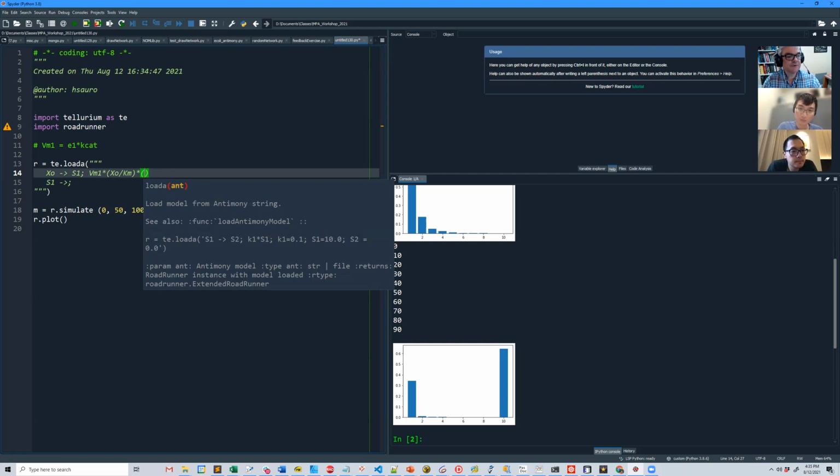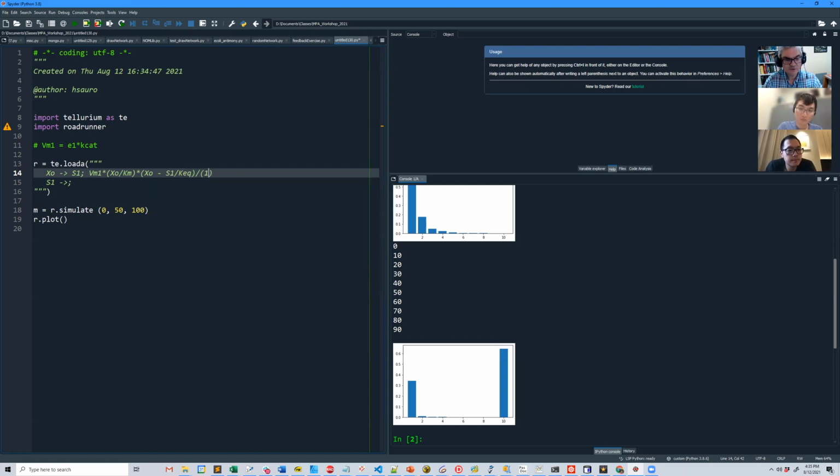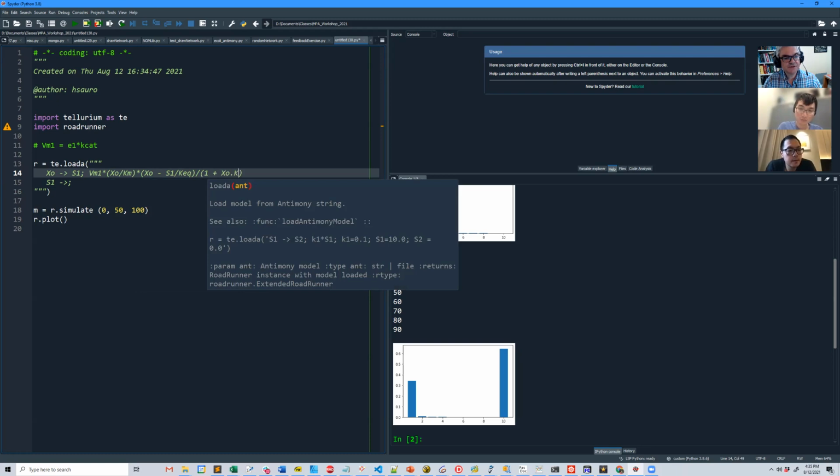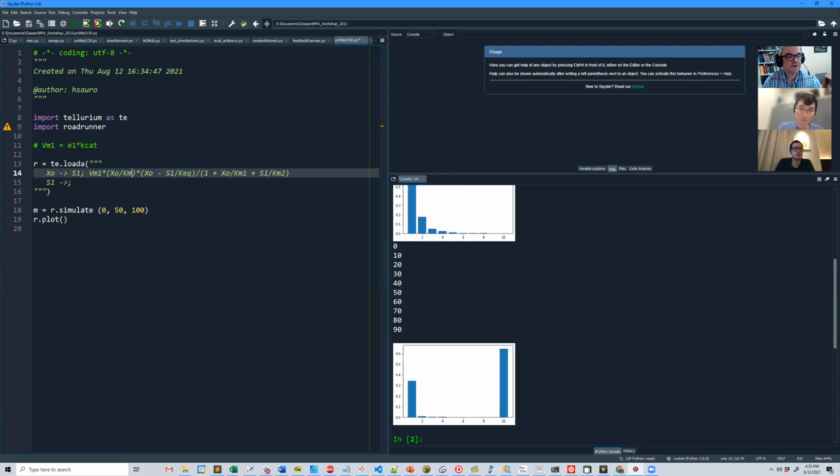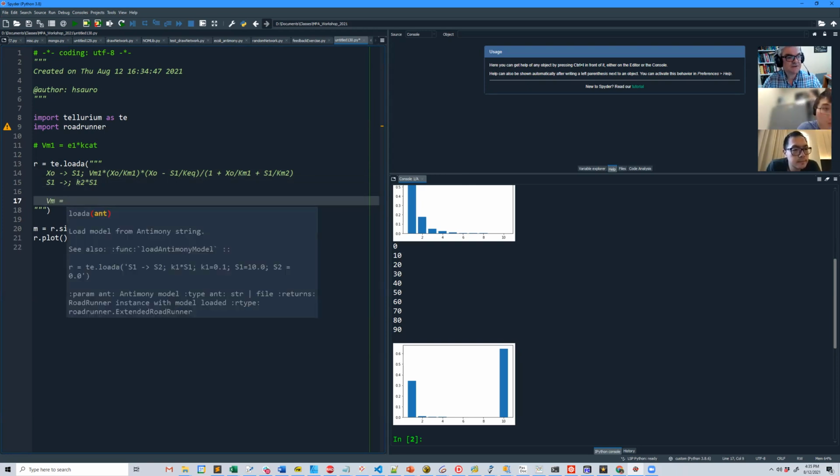Oops, hold on, sorry, what am I doing? X0 minus S1 divided by KX, and I'll do 1 plus X0 divided by K1 plus, this is just a full reversible Michaelis-Menten rate law. This one here, I'm just going to have a simple mass action. So let's set these up.